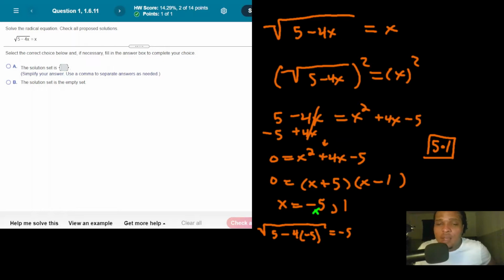If you were to keep going, you'd get 5 minus 4 times negative 5. Remember to do multiplication first. Negative 4 times negative 5 gives you a positive 20. We have 5 plus 20, which is 25. Is the square root of 25 equal to negative 5? No, it is not. So negative 5 will not be one of your answers. We're going to do the same thing with the 1.